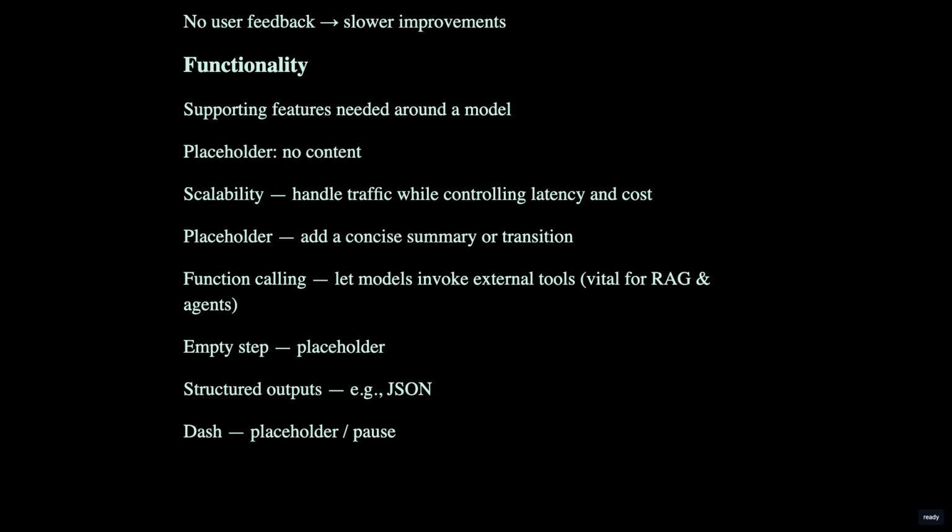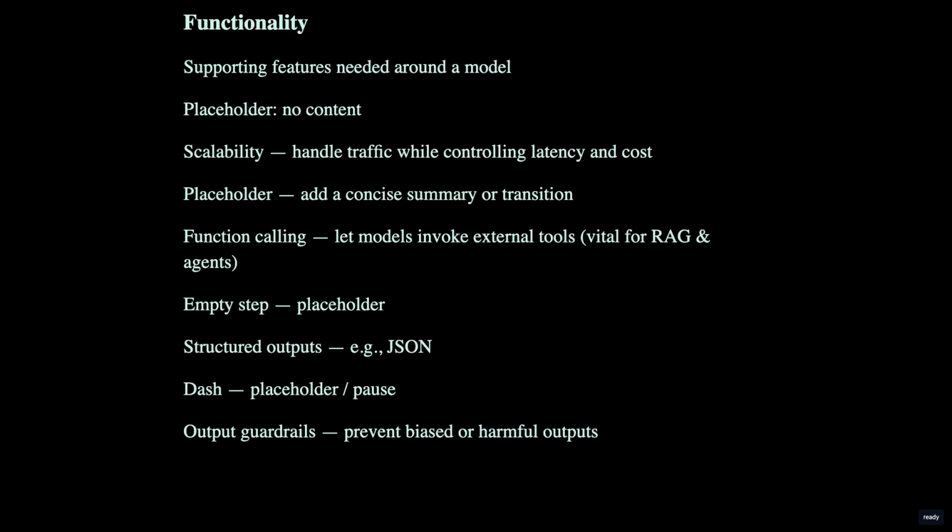Output guardrails are safeguards applied during or after generation to stop biased, hateful, or otherwise harmful replies. They work through content filters, refusal rules, automated classifiers, prompt constraints, and human review, so problematic responses, for example racist or sexist content, are caught before they reach users.